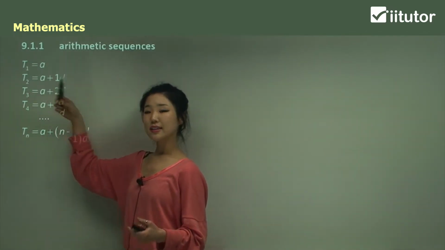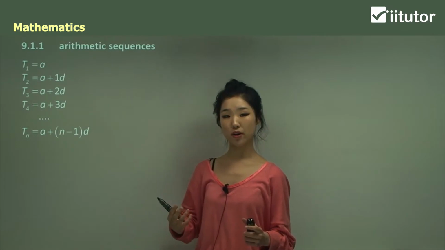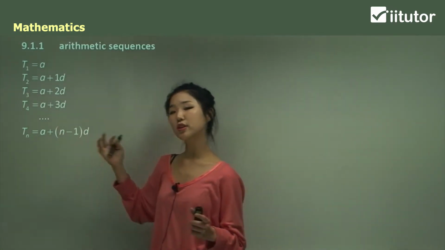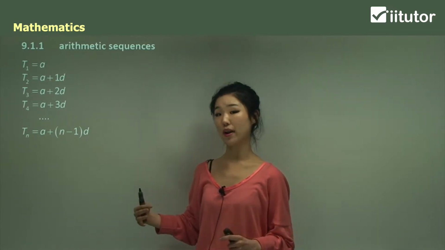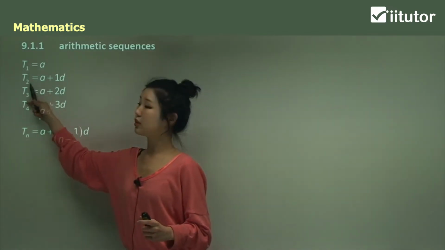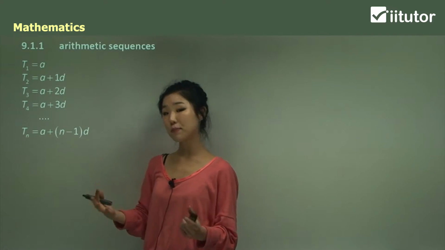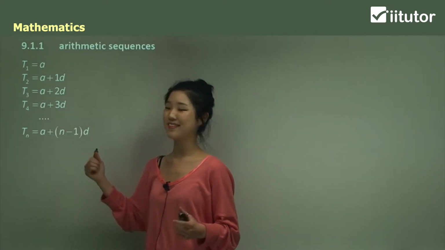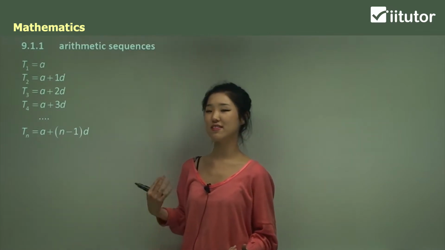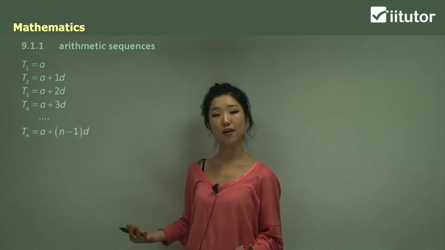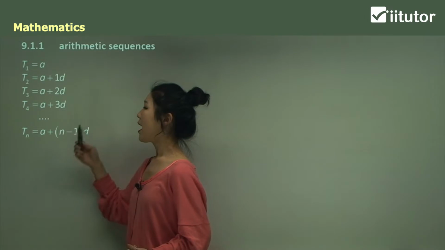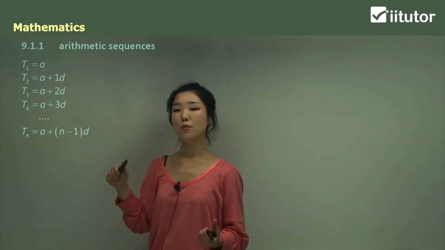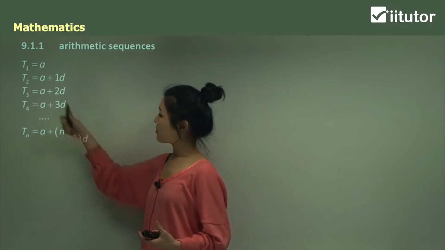T1. T1 means term 1. If you see T with a little 1 notation there, this is the notation for term 1. And then T2 means term 2, or the number 2 basically. T3 is term 3, or we can think of it as the third number. And so on. And we usually say the first term as A. We always call the first term A.